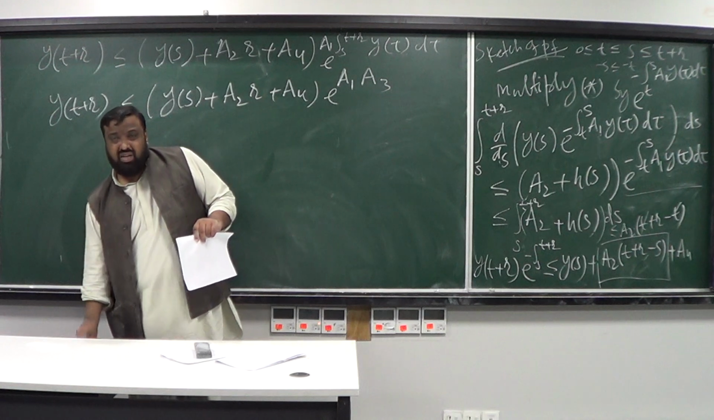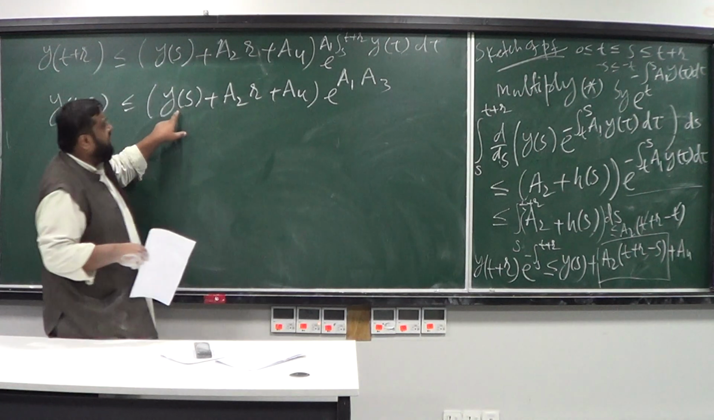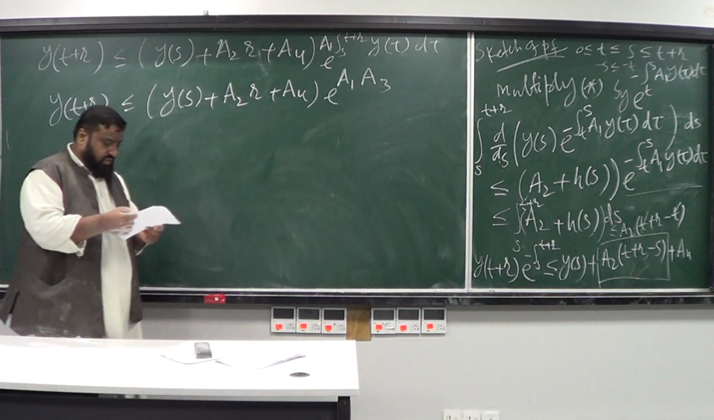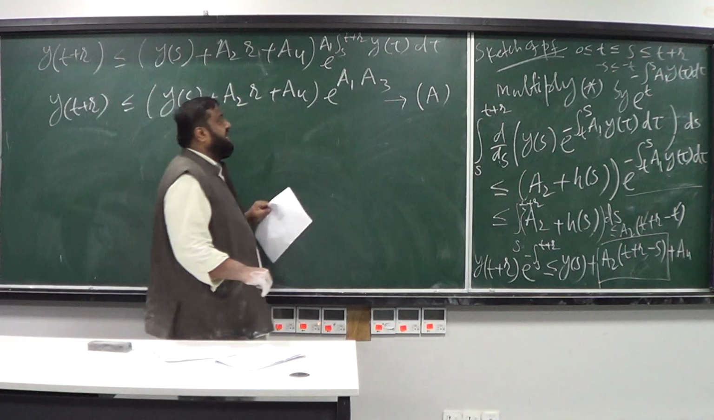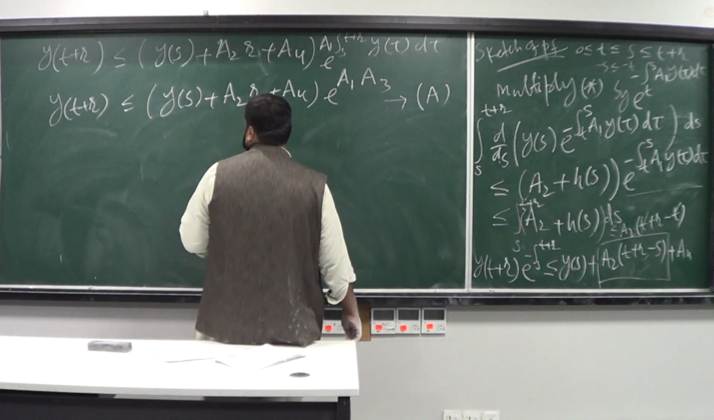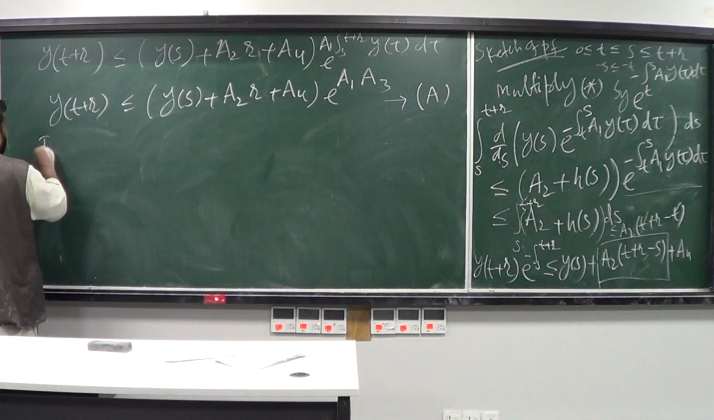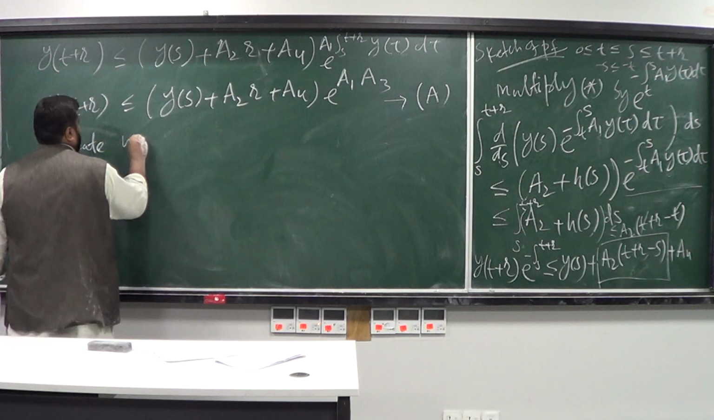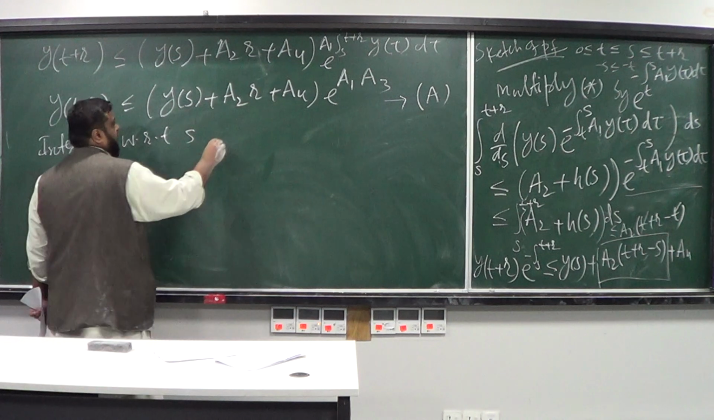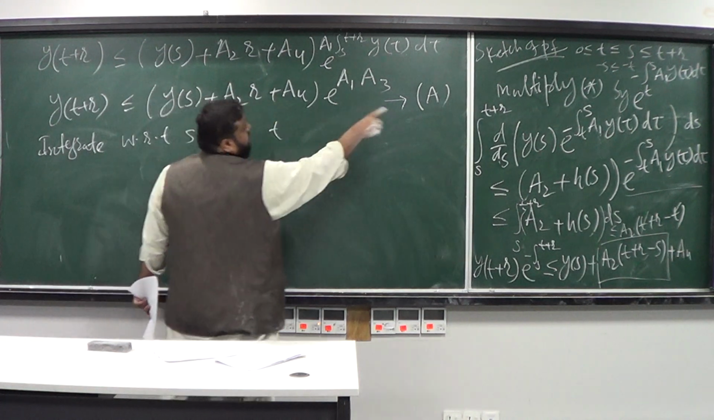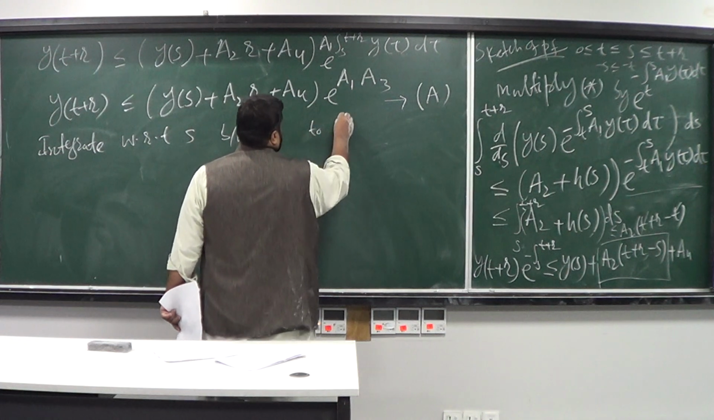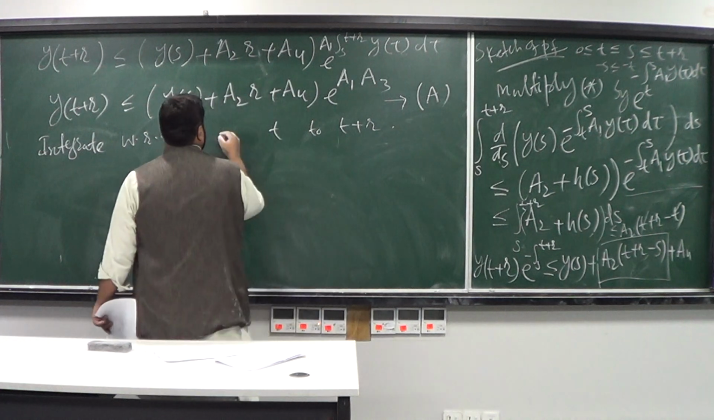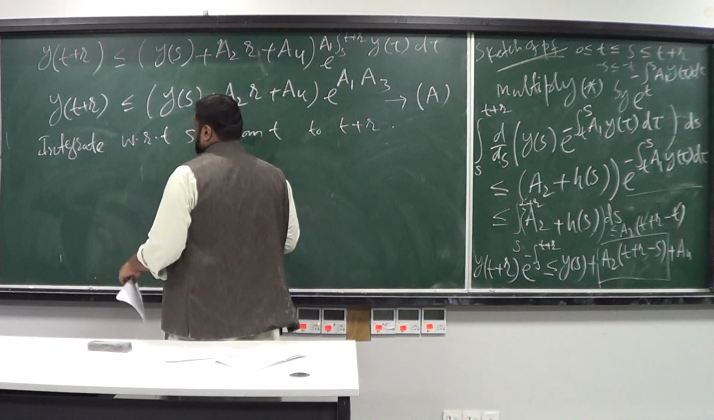But what we don't like about this inequality is this y of s. We want to make this side independent of y of s. So integrate this inequality once more with respect to s, between t and t plus r, from t to t plus r. So what would be the outcome?